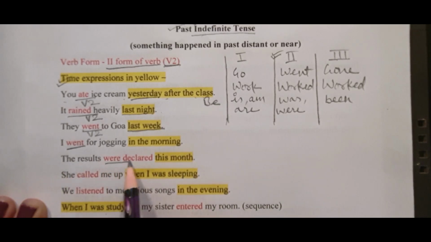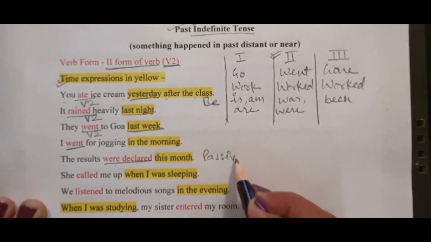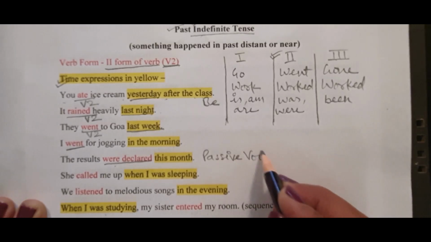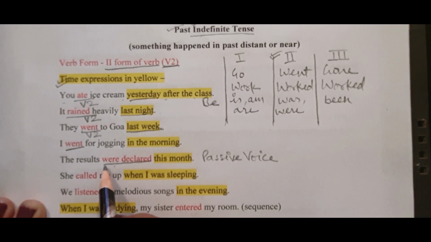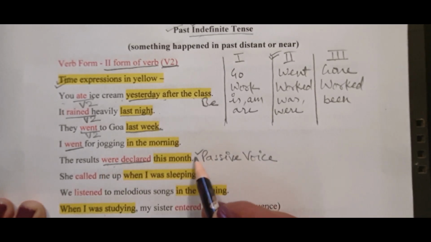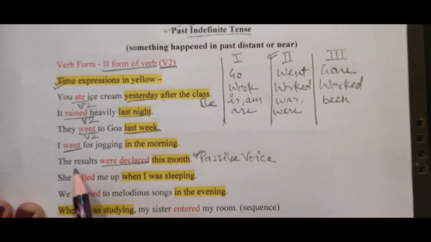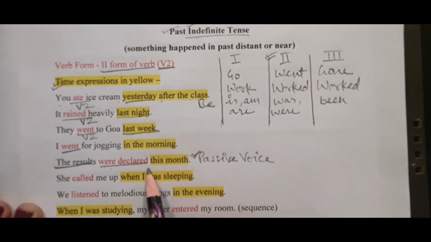The results were declared. This is in passive voice. That is why the verb form is different. Though this is also past indefinite tense, but the verb form is were and third form because this is in passive voice. Here, the objects are highlighted. The doer of the action is not present.